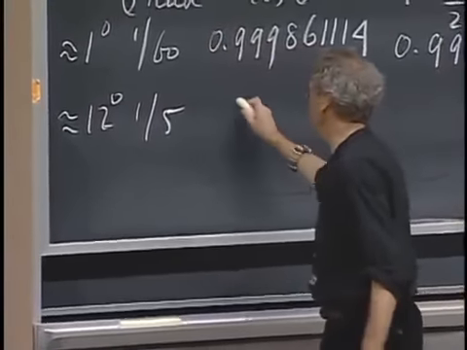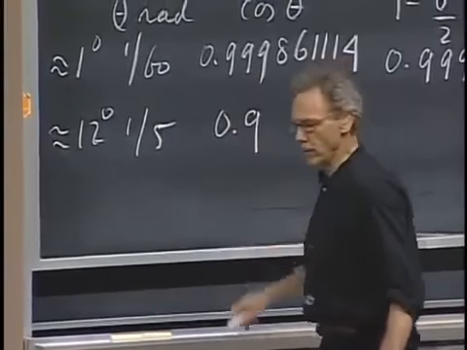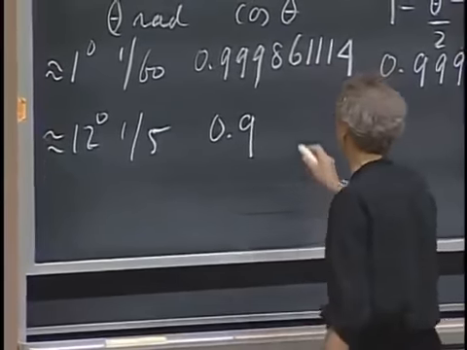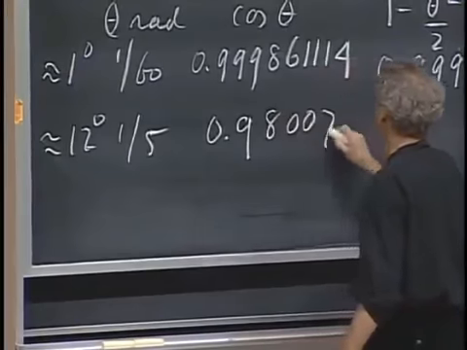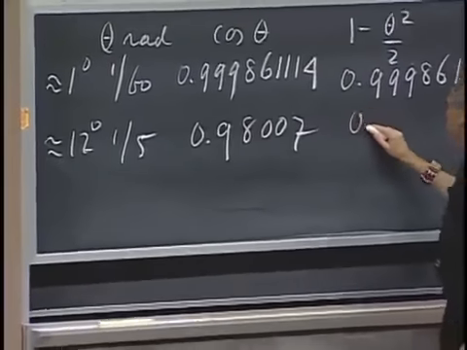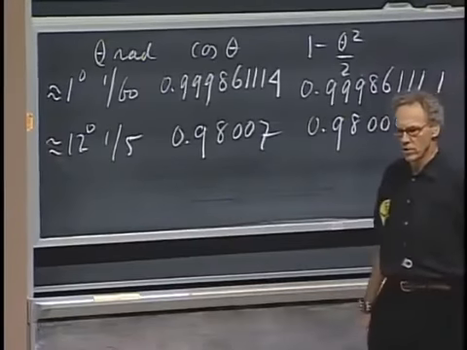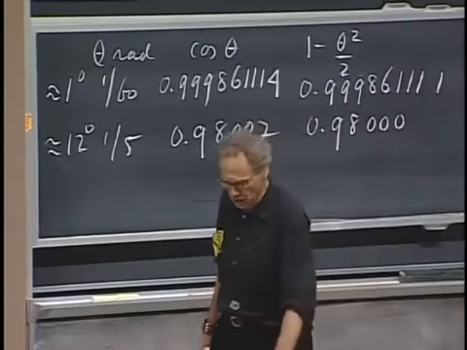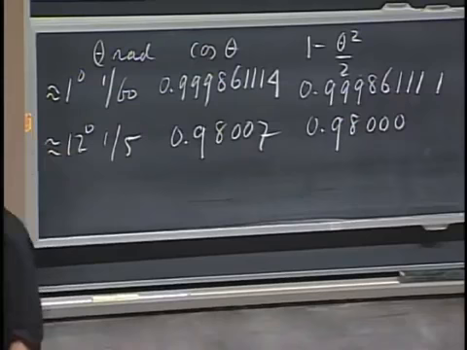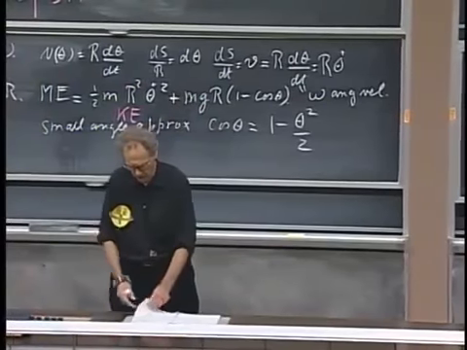Then the cosine of theta equals 0.98007, and 1 minus theta squared over 2 equals 0.98000. So that still is amazingly close. It only differs by 7 parts in 100,000. So the difference is less than 1/100th of a percent.